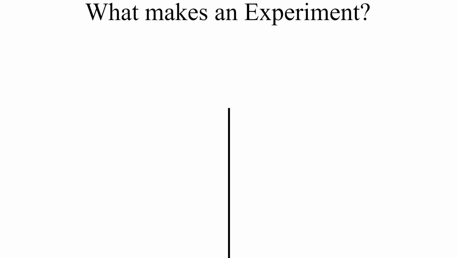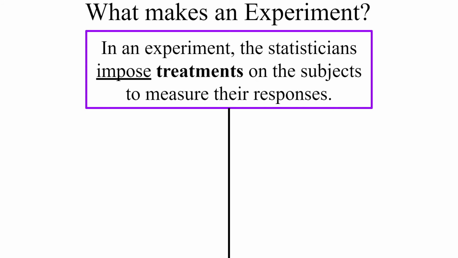So what's the big takeaway? Well, in an experiment, you have to assign or impose treatments to the subjects. If there's no treatments, it's not an experiment. And on the SAT, that probably means it's a survey.